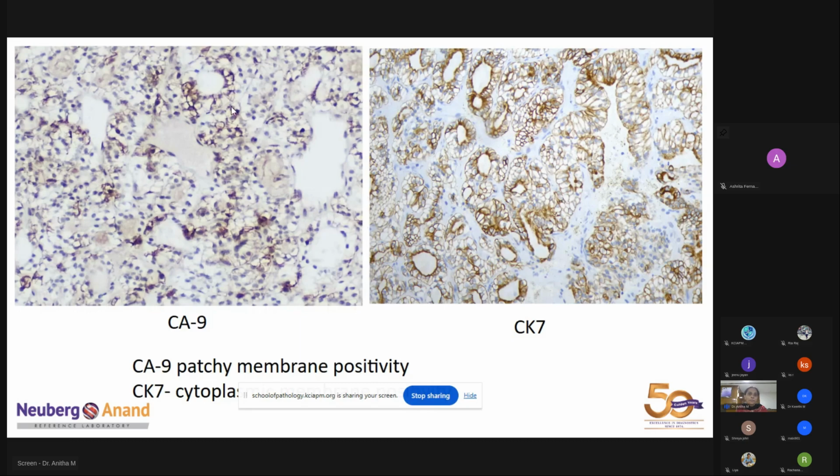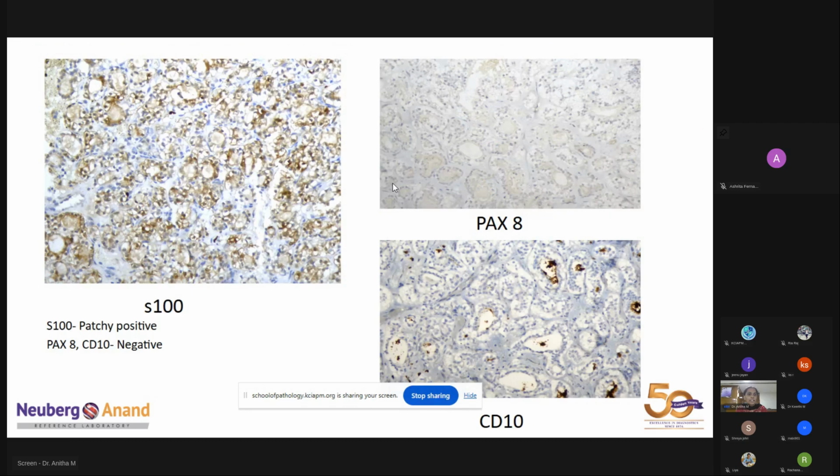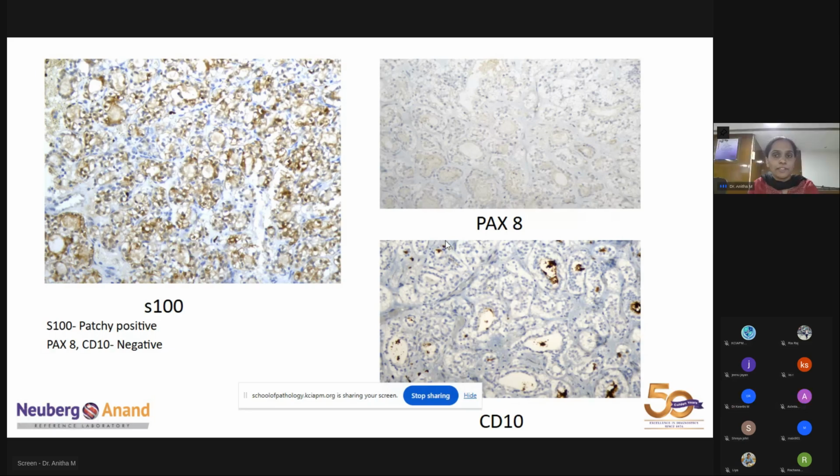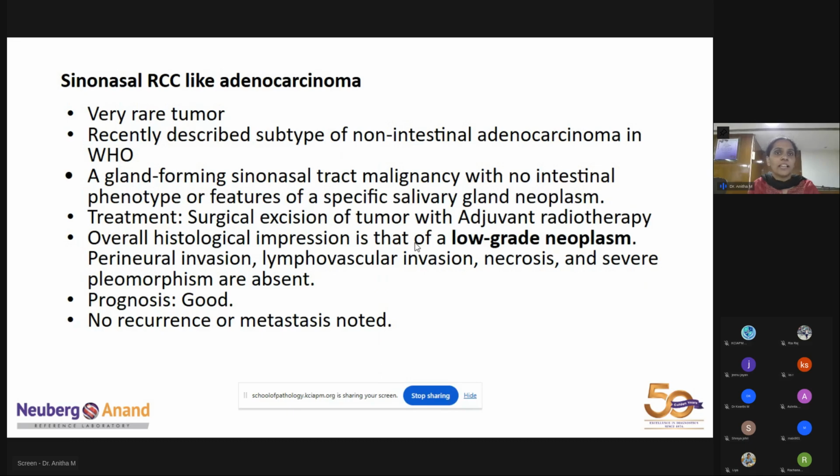CA9 showed patchy membrane positivity, and CK7 was strongly positive. And S100 was patchy positive, PAX8 was negative, and CD10 was negative. So PAX8 and CD10 being negative rules out a metastatic renal cell carcinoma. And the literature says sinonasal RCC-like adenocarcinoma can show variable positivity with S100, but they are CK7 positive. So based on these IHC markers, we have come to a diagnosis of sinonasal RCC-like adenocarcinoma.